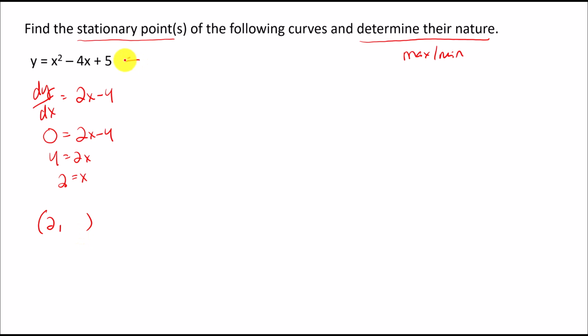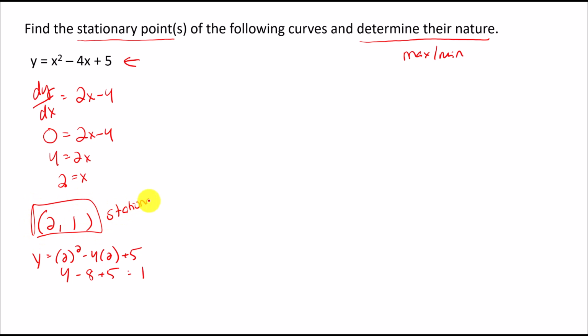And I go back to this y equals x squared minus 4x plus 5, to my curve. I go back to my curve for that. So if I plug in 2 to that equation, I get 4 minus 8 plus 5. So I'm going to get 1. So 2 comma 1, this is my stationary point.